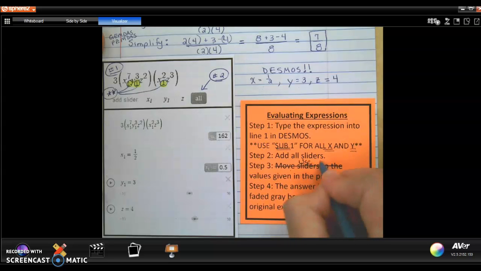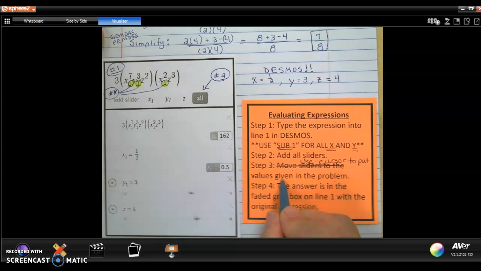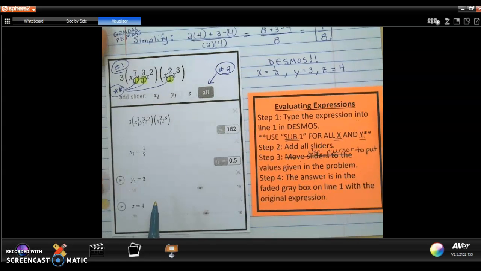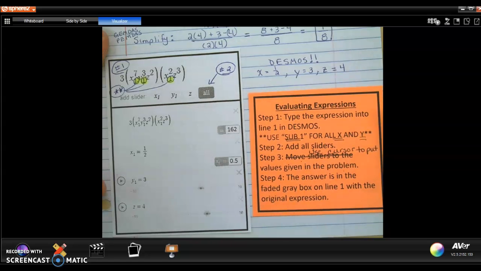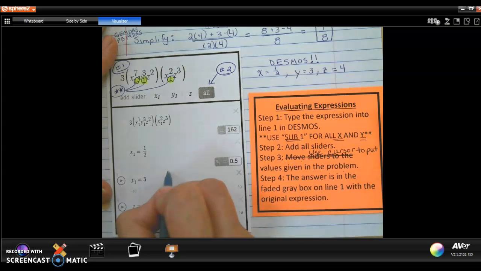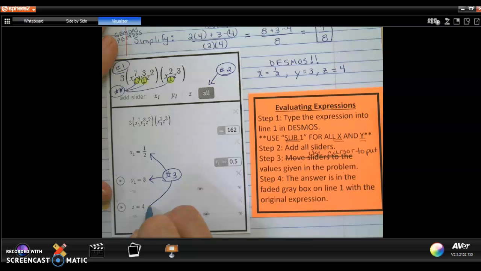Use cursor to put values given in the problem. Okay? If you try moving that blue dot like we did yesterday, it takes forever to get it exactly on 3 or exactly on 4. So step 3 was right here where we added our sliders. So x1 was 1/2, y1 was 3, z was 4.